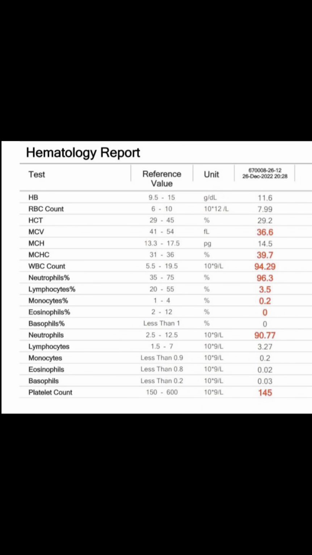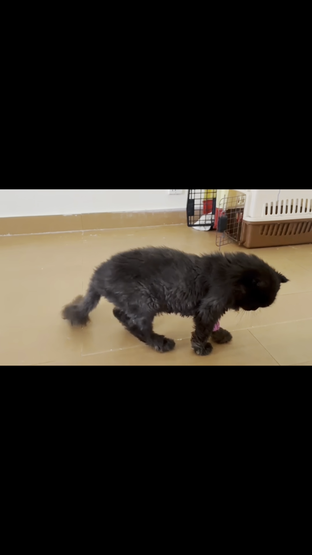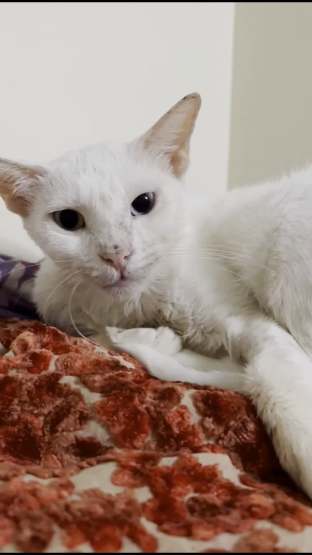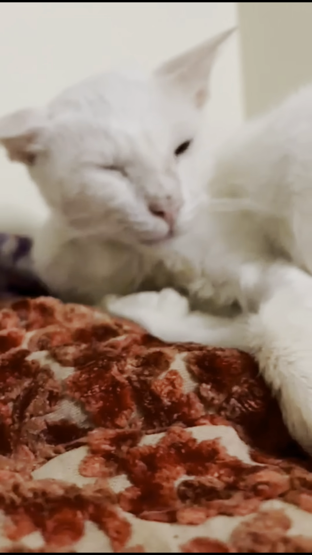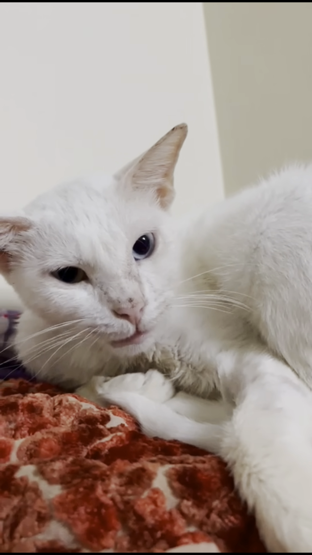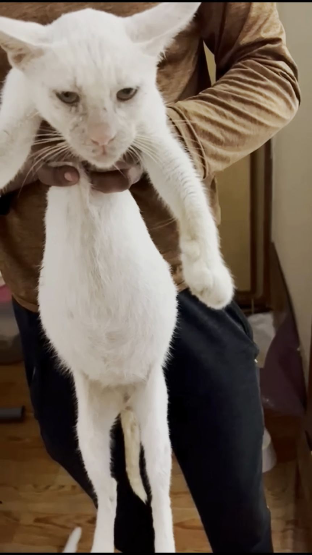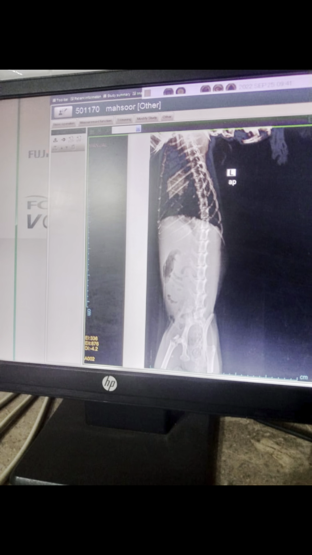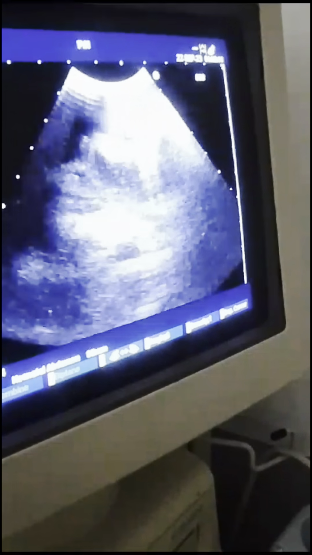2. Blood tests. Blood work, including a complete blood count, CBC, and blood chemistry, can show abnormalities such as changes in white blood cell count, anemia, and organ dysfunction. 3. Fluid analysis. If there is fluid accumulation in the abdomen or chest, a sample of this fluid may be obtained and analyzed for specific characteristics indicative of FIP, such as high protein levels. 4. Imaging studies. X-rays or ultrasound may be used to look for abnormalities such as fluid accumulation in body cavities or organ changes consistent with FIP.